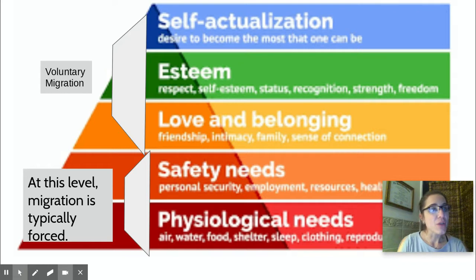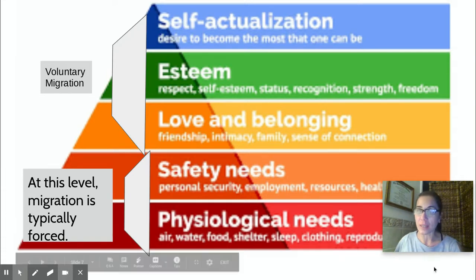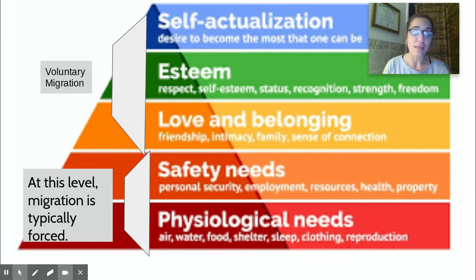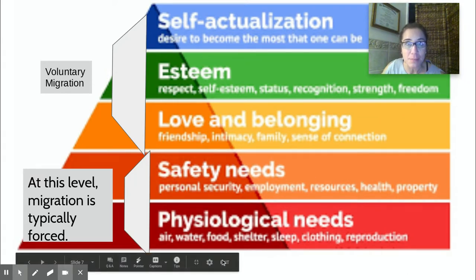Okay, so when we think about push and pull factors, it is important to think about human psychology. One of my favorite psychologists in terms of developmental psychology is Abraham Maslow, who theorized that humans have needs and that without the most basic of them being met, meaning at this bottom level, if this level is not met, you will never meet the needs that are up here.